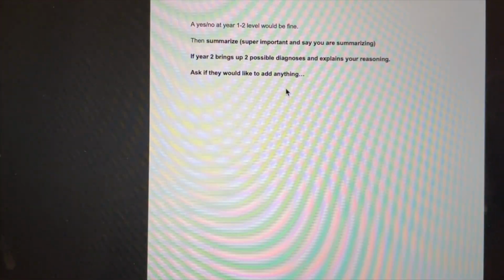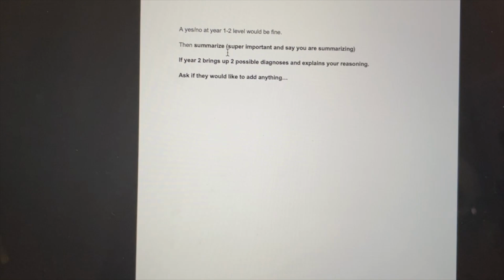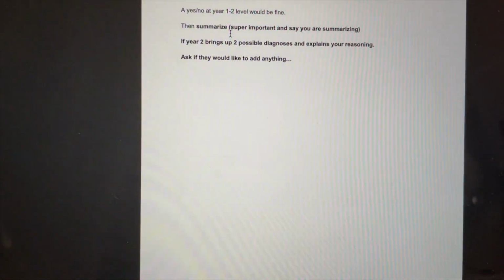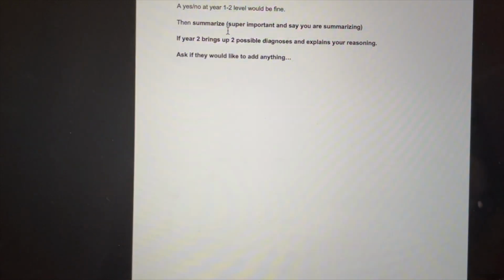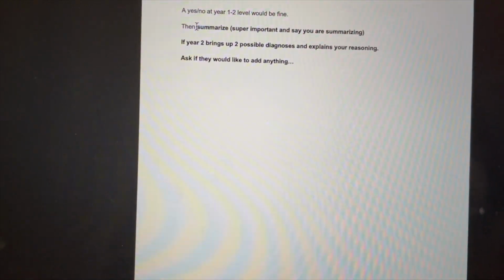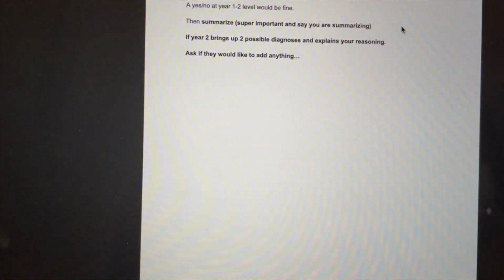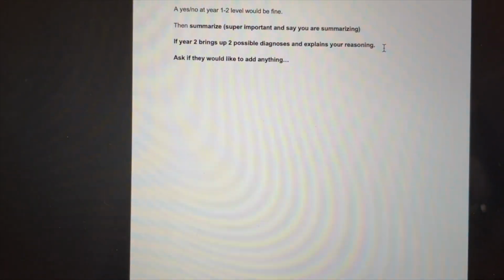Super important, summarize. Say that now I'm going to quickly summarize. So just go over, you came in with throat pain after eating spicy food. I think it is GERD, and I would like to consult with my supervisor about possible antacids or a dietitian. You don't need to say that at year 1 level. You don't even need to say that at a year 2 level.